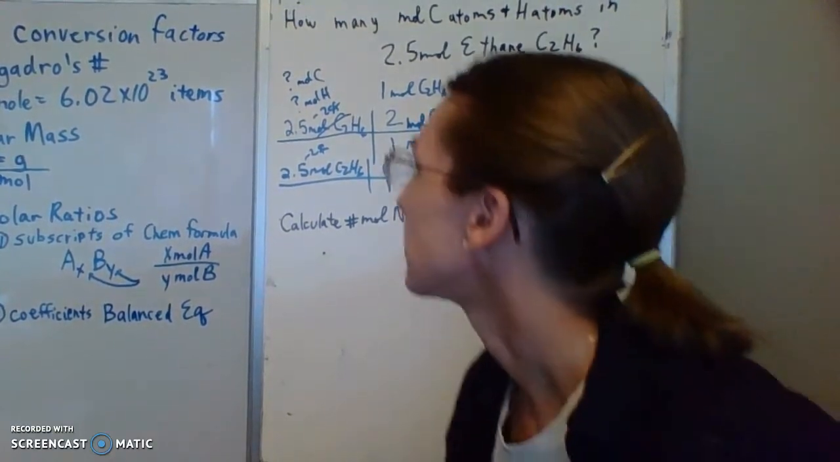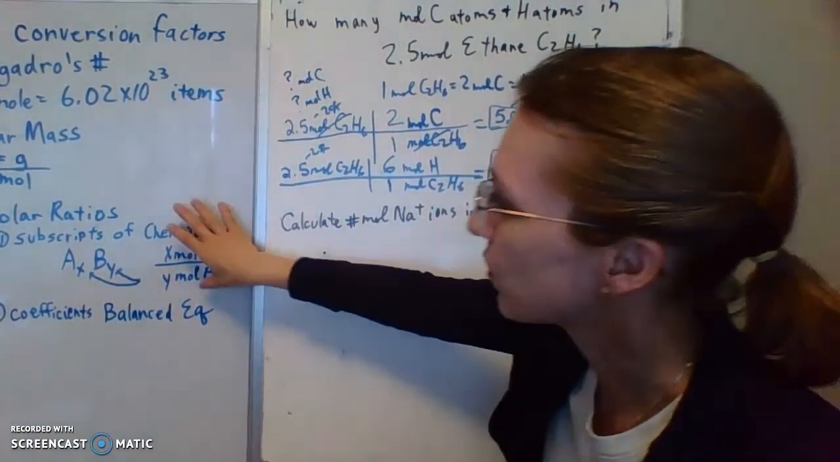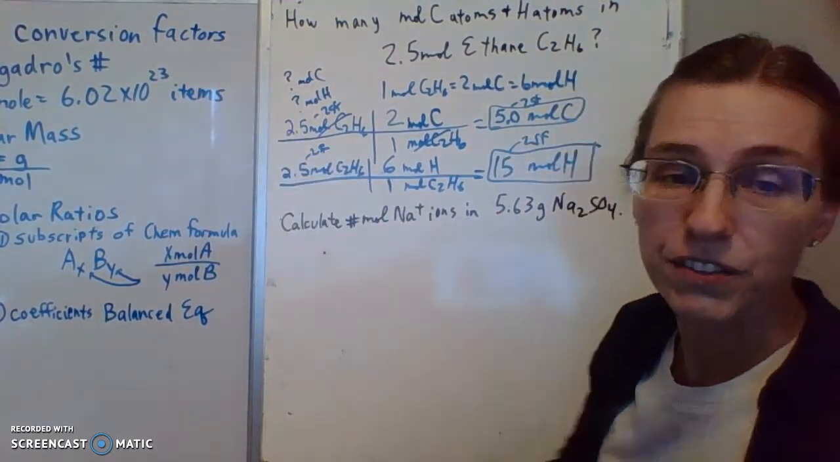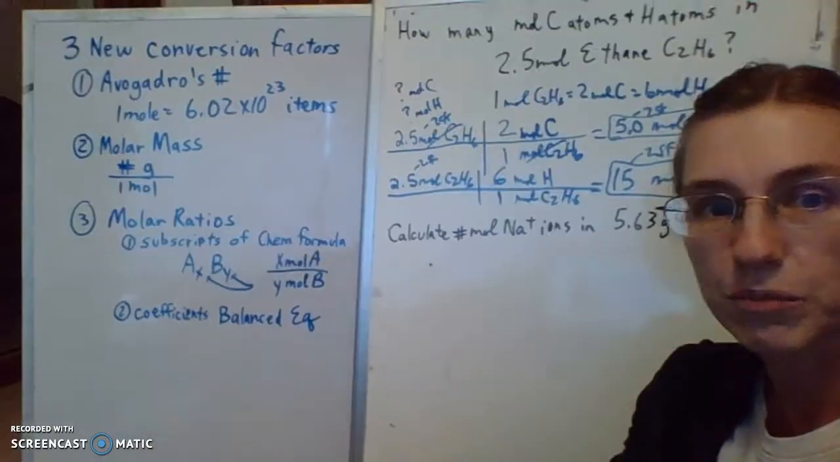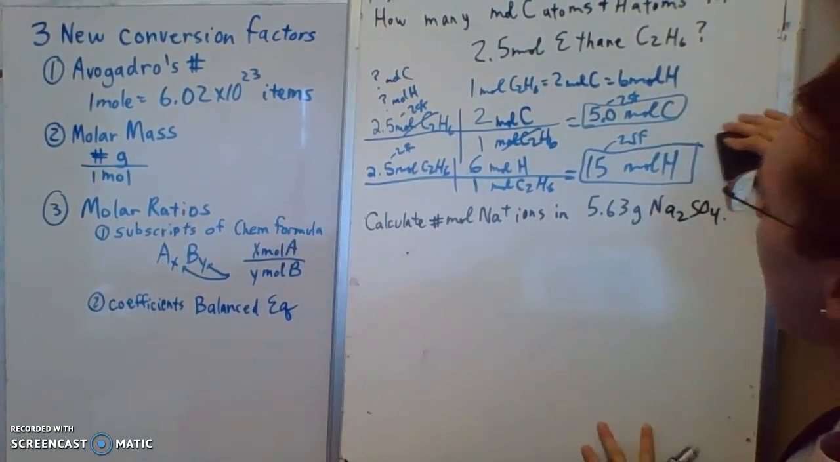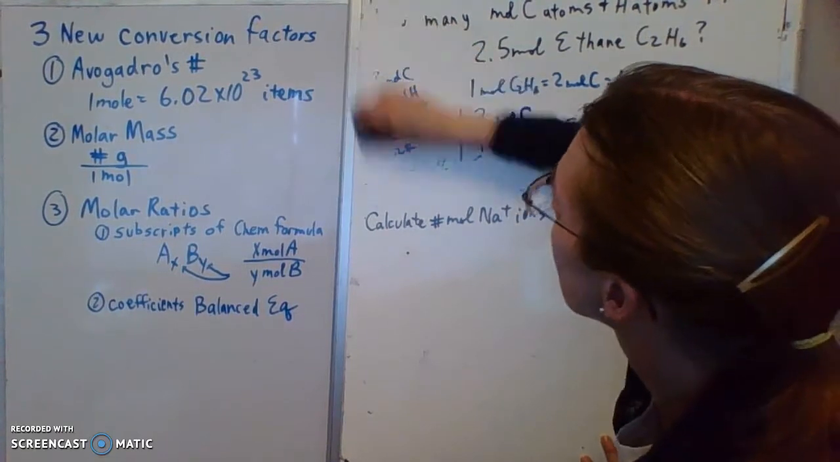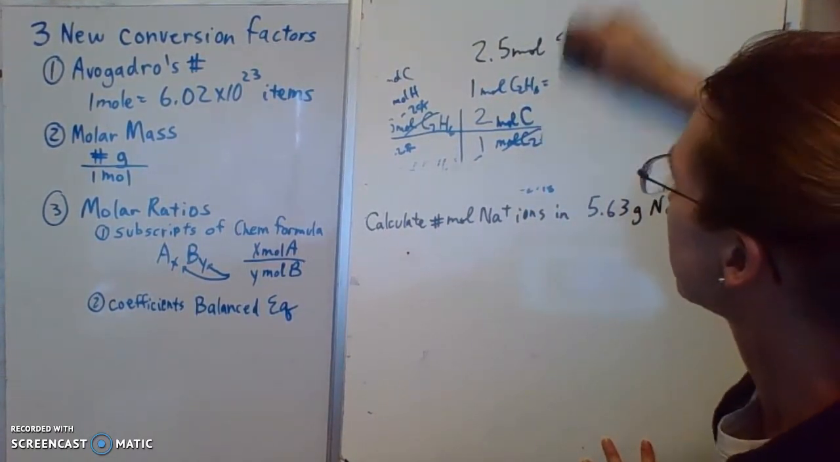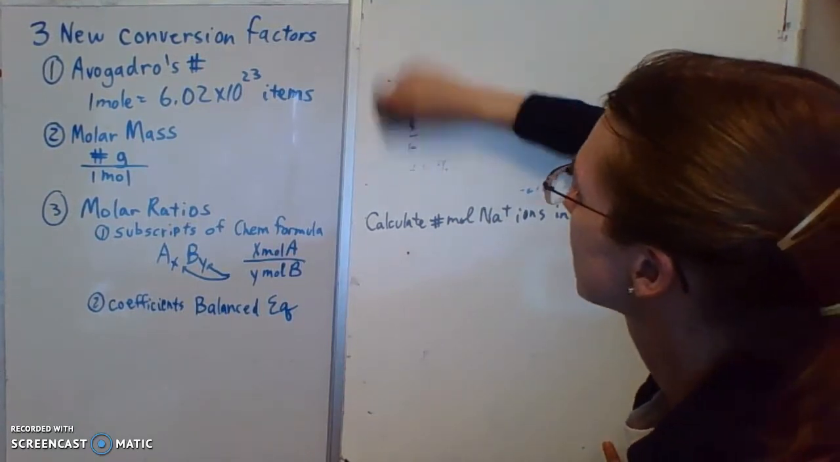Now we have another problem that we're going to work with, and this time we're going to use our molar ratios. We're going to combine it with some of our other conversion factors that we had up there. Show you all those. So we're going to combine them. I'm going to erase that last problem we did so that we can focus in on this new problem and have less to distract us.